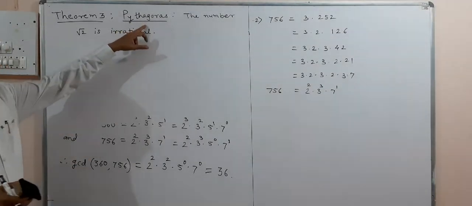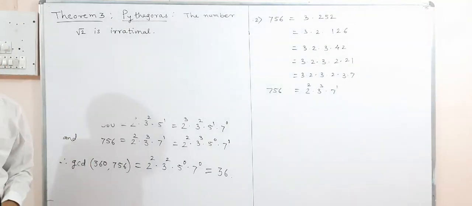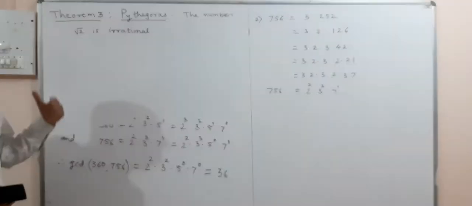Pythagoras actually was a group of mathematicians, and they studied geometry and also number theory. In geometry we know the Pythagoras theorem for a right angle triangle: the sum of squares of two sides is equal to the square of the hypotenuse. And here the theorem is that the number root 2 is irrational. Now this can be proved in two ways. We shall use one method, the indirect method.